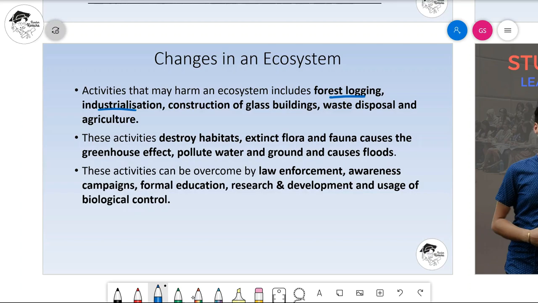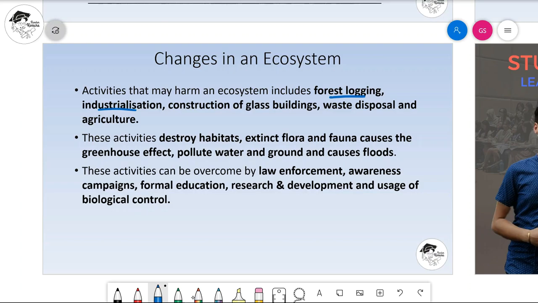Now, construction of glass buildings will definitely also change the ecosystem, because of the heat. Global warming effects. Then waste disposal, how we throw the rubbish, how we burn the rubbish as well, that's the problem. And also agriculture. How we plant all the oil palm plantations, how we manage them, will affect the way the ecosystem works. So these are the things that will affect it.